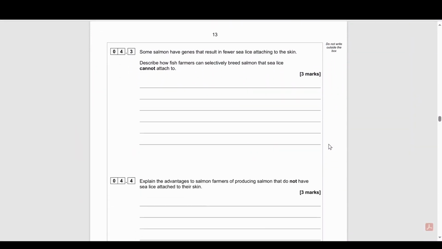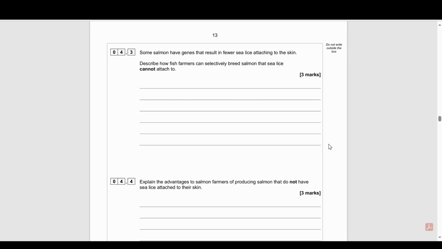4.3. Some salmon have genes that result in fewer sea lice attaching to the skin. Describe how fish farmers can selectively breed salmon that sea lice cannot attach to. So, there exist naturally salmon that have fewer sea lice attaching to the skin, but fish farmers can go through this process of selective breeding. We want to find out how we can produce salmon that have no sea lice attaching to them. So we have to recall the steps in selective breeding now.